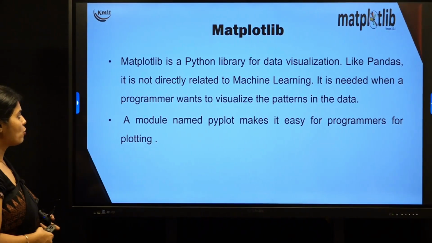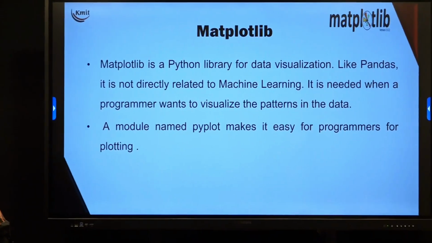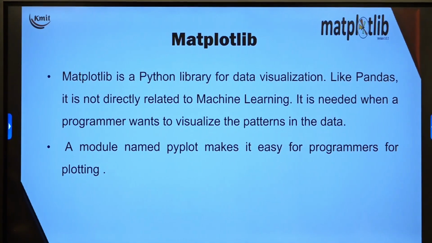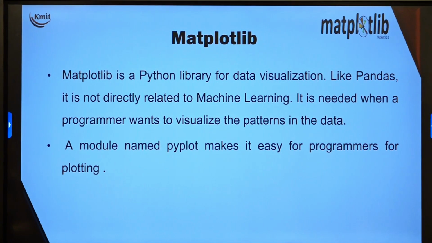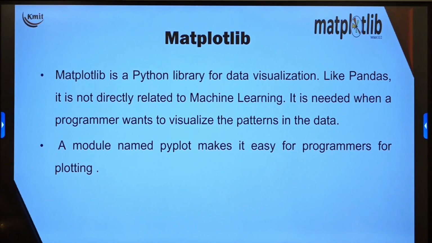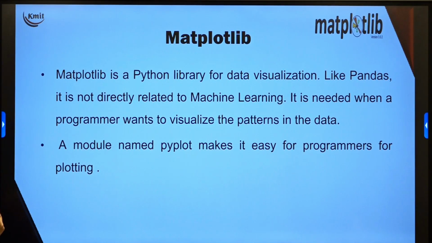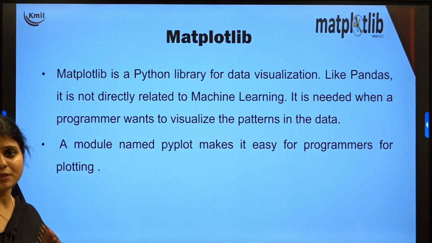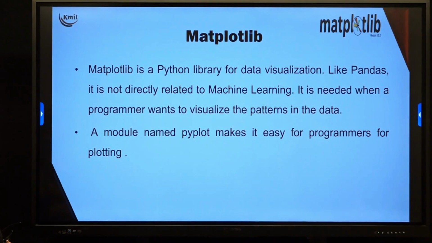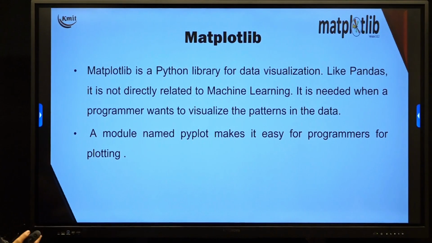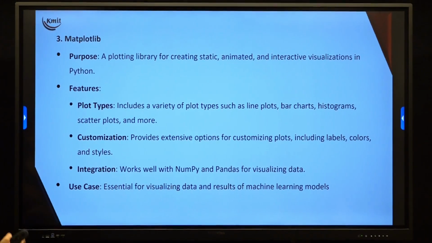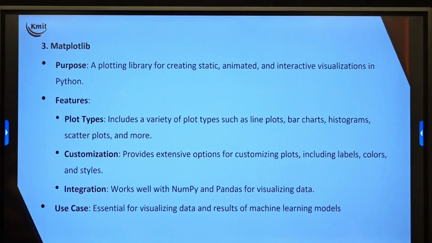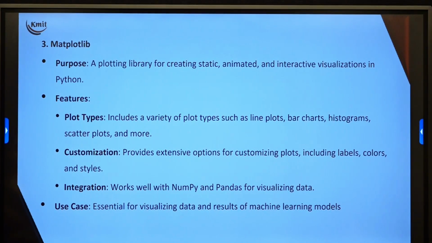The third important library that we use in machine learning is matplotlib. Matplotlib is a Python library for data visualization. Like pandas, it is not directly related to machine learning. It is basically a generalized library which we use for finding the patterns in the data or visualizing the data for easy accessibility. We use the pyplot function in matplotlib for various plotting structures. Basically we use it for creating animations and visualizations on the data. So we have line plots, bar plots, histograms, scatter plots, pie charts, etc.